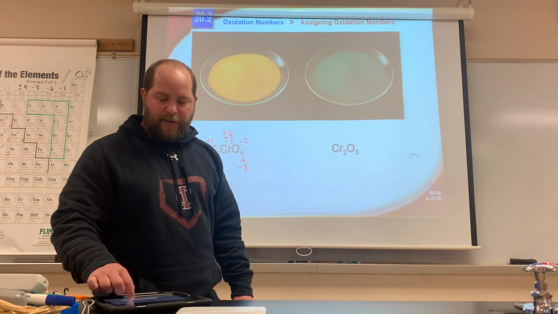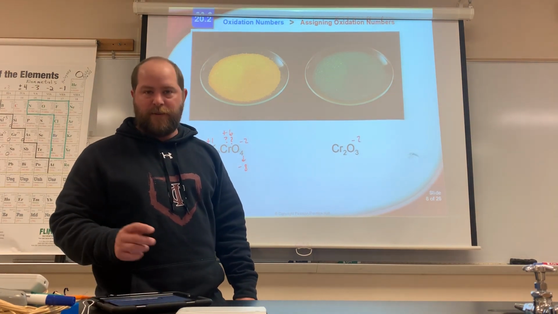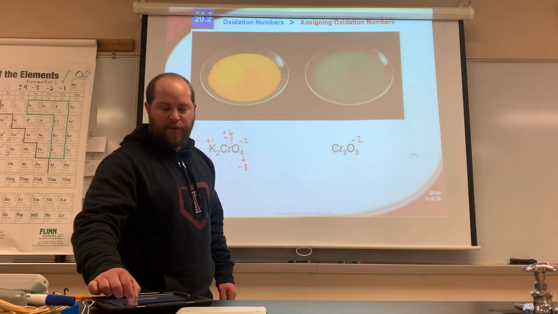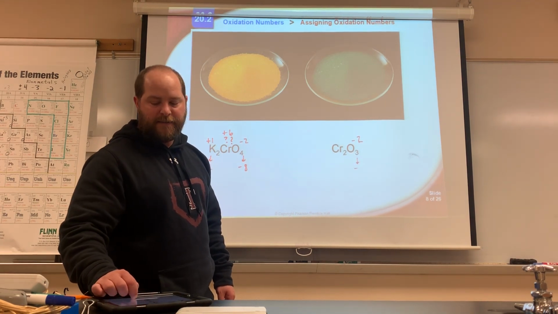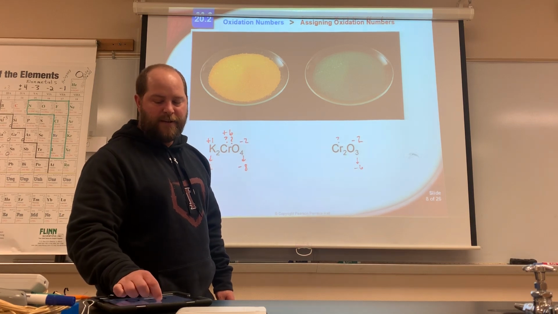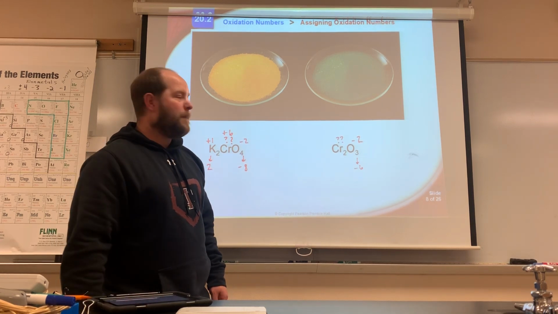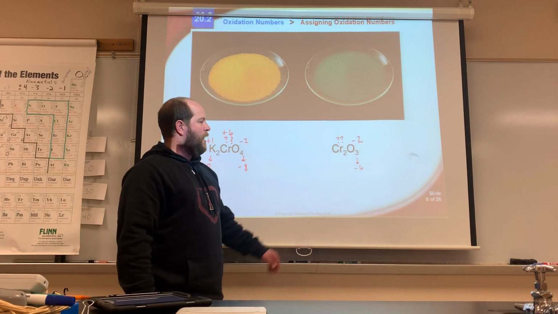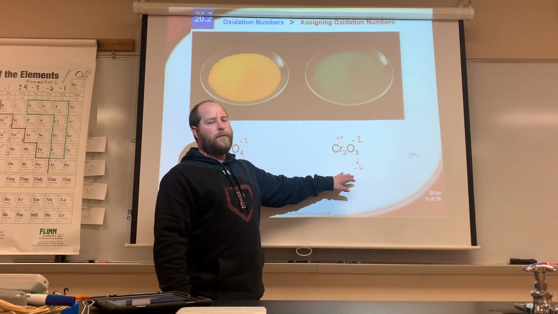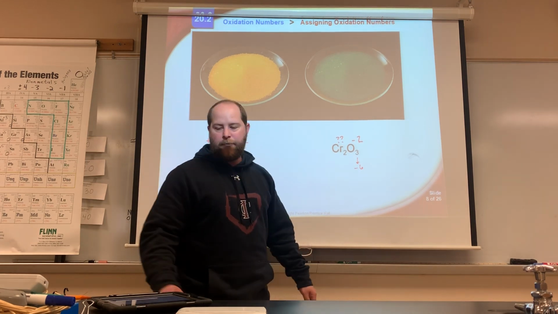Let's look at the other one. So this is going to be a -2 because that's the oxygen, okay? So I suppose I'll show this step in the head here. This gives us a -6. So then what must the oxidation number of the chromium be? Well, it has to be something that when added to -6 gives us 0. So this must be a +3.